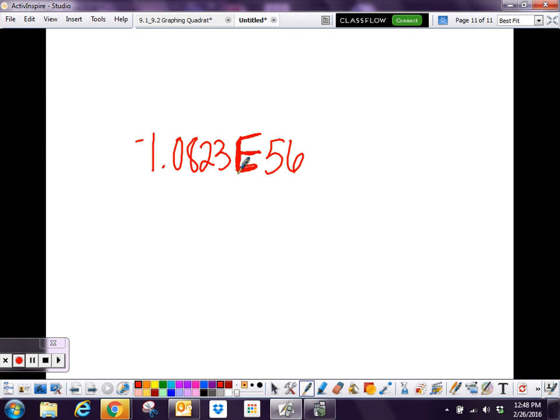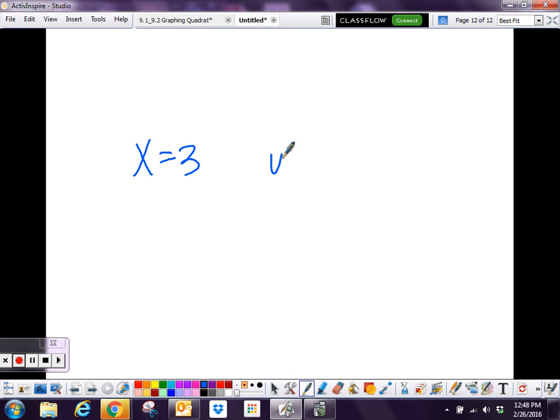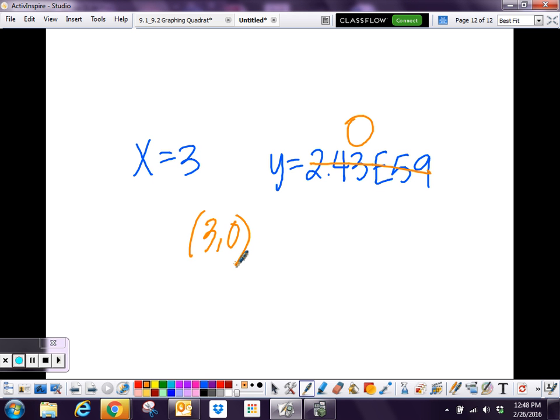So let's say in the calculator it said x equals that and y equals 2. If you ever see this E, that means the whole thing is 0. So in this case, whether I'm looking for a max, a min, a 0, or whatever, the ordered pair would be 0, 2. Same thing goes if you see it in your y. So let's say I have x equals 3 and y equals 2.43E59, whatever. Okay, my ordered pair here, since I have that E, that whole thing means 0, so my ordered pair would be 3, 0. So just be on the lookout for that. You won't see it very often, but that's what that means.